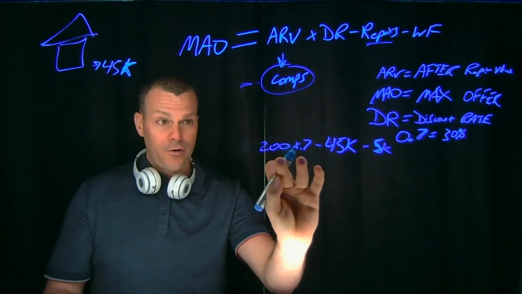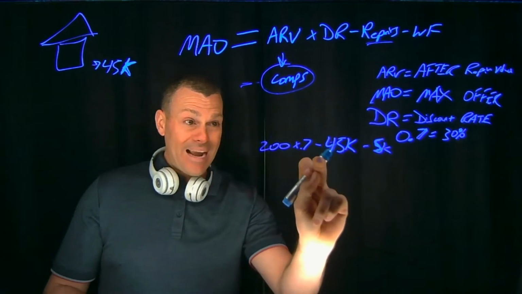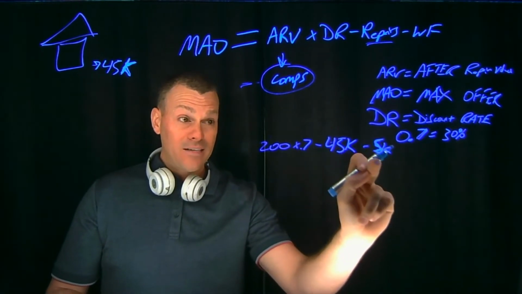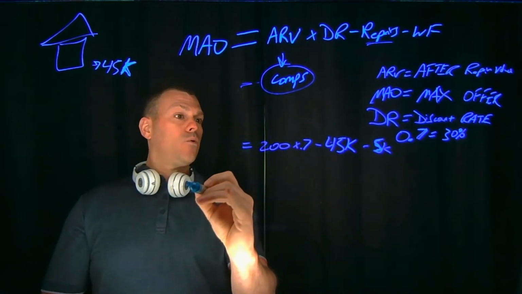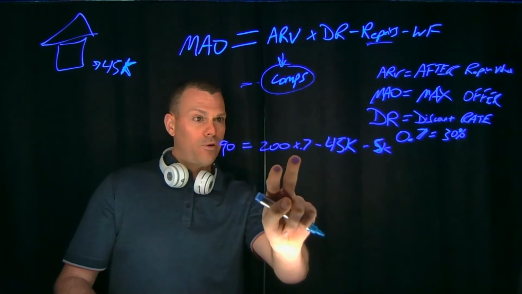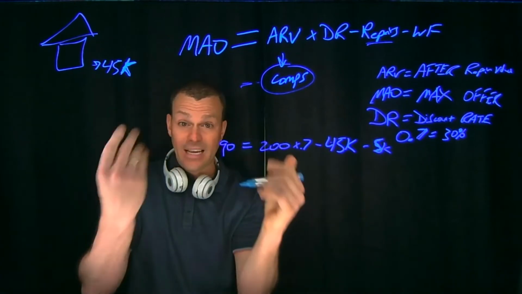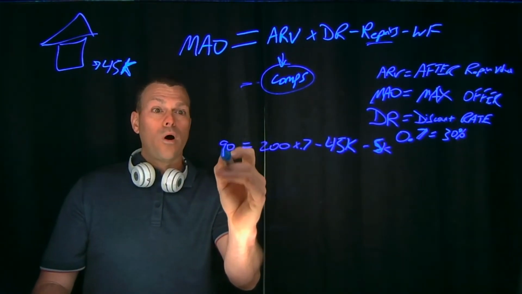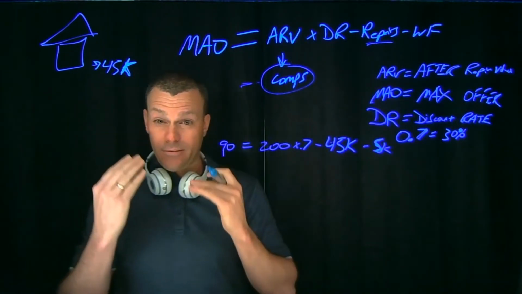0.7 of 200 is 140, minus 45 is 95, minus 5. So this right here should equal 90K. Or 95, 140 minus 45 is 95, minus the 5 is 90. It's 90K, all right? So 90K will be what we did on the right side. Now here's where we have to really think.